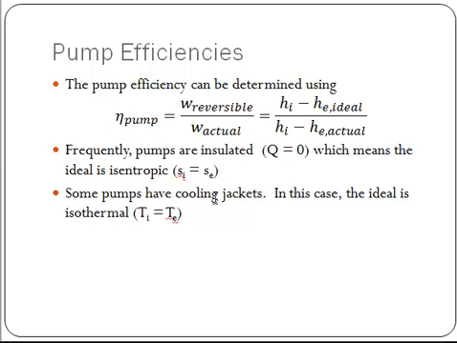But some pumps are going to have cooling jackets. Q is not 0. I'm going to have to actually go through and redo my energy balance there, and include the Q value. In that case, my ideal is going to be isothermal, and the temperature at the inlet is going to be the temperature at the exit. Okay? So you need to know how your pump is operating in order to know what your ideal is.